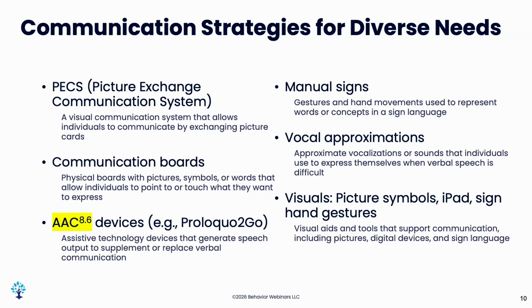Diverse needs are people who can't speak or their speech is emerging and we're not really fluent yet. So there's lots of ways that we can communicate without using just traditional speaking or speech. The Picture Exchange Communication System is a visual communication system that allows individuals to communicate by exchanging picture cards.